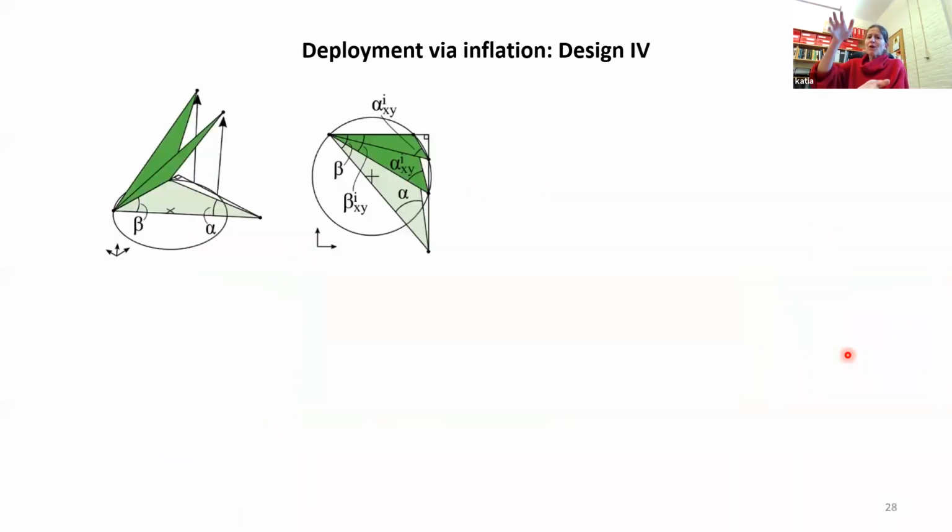Up to this point, we always started flat. We started flat, and then somehow we deploy. But now what we can do is also think of the initial triangle in the XY plane as the projection of an initially rotated triangle.